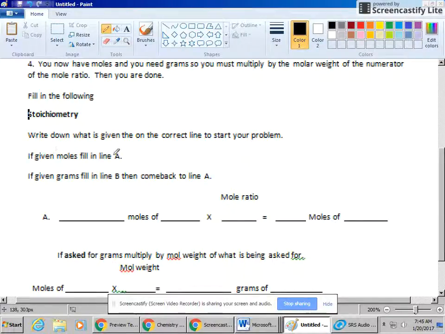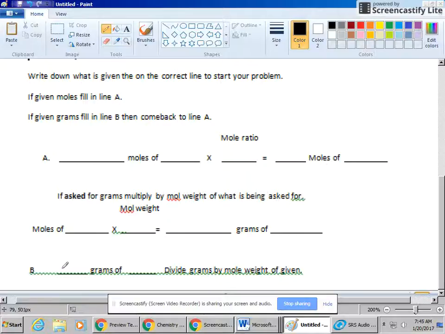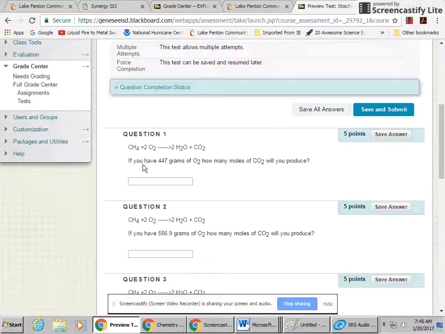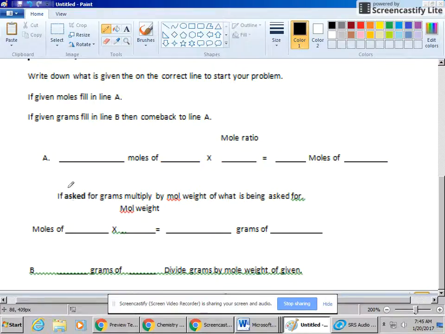If given moles, fill in line A. This is A. If given grams, fill in line B. This is B. You can tell because it says B. Okay? So do we have grams or moles? We have grams, and we can see that because it says grams. How many? 447 grams of O2. So we come back here and we write down 447 grams of O2.